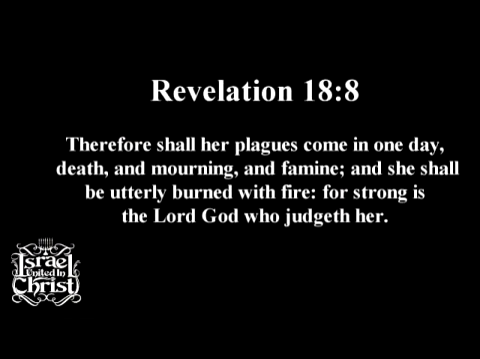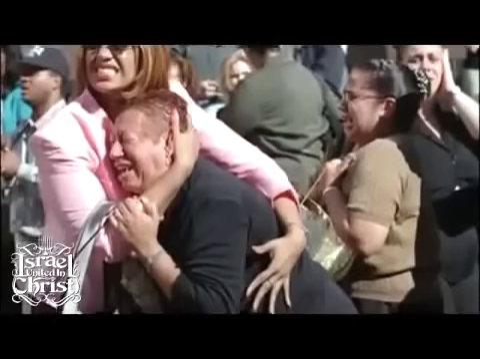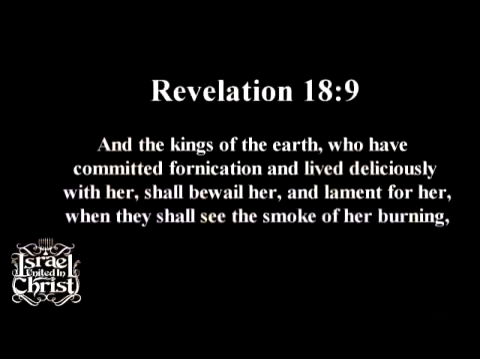Therefore shall her plagues come in one day, death, and mourning, and famine, and she shall be utterly burned with fire. For strong is the Lord God who judges her. So John sees in a vision the destruction of Babylon the Great, the destruction of America. Read, watch this. And the kings of the earth who have committed fornication and lived deliciously with her. Wait, stop. And the kings of the earth who have committed fornication.